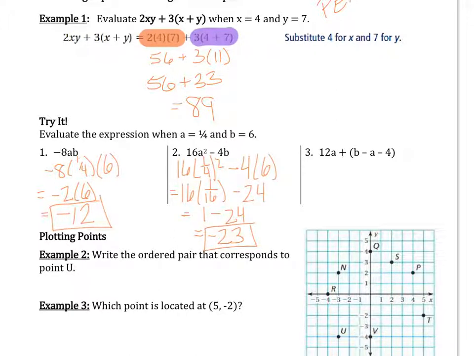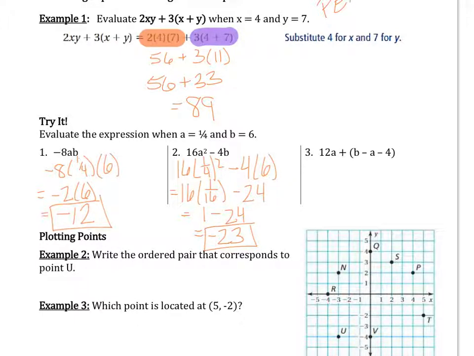Okay, for number 2, a little bit trickier. We have 16 times (1/4) squared. Notice the squared is only with the a, it's not attached to the 16, and then minus 4 times 6. So I did kind of 2 simplifications here first. First I squared 1/4, so 1/4 times 1/4 would give me 1/16 since the exponent comes before multiplication. And then on the other side of the subtraction sign, I did simplify 4 times 6 since that was the only thing going on there.